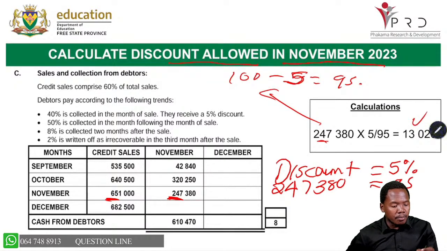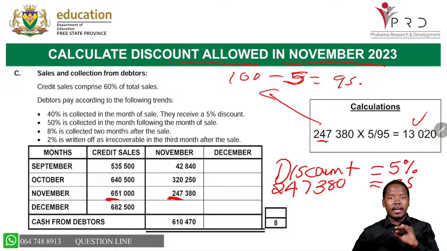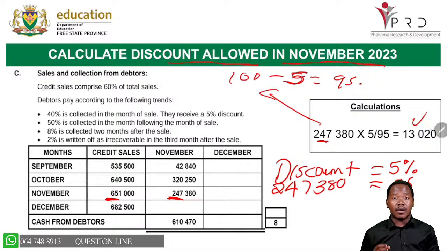Next one, we are going to be looking at our cash budget. I want you now just to take 2 minutes to write down the format of your cash budget before we can move on. Just write down the format without even referring. Just 2 minutes.